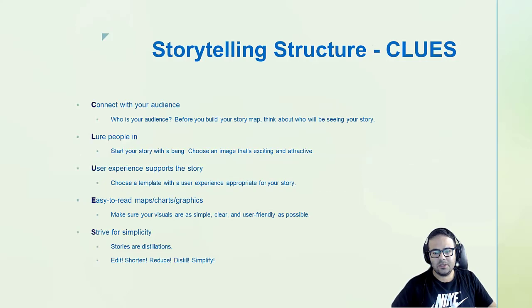Now I'm going to talk about the storytelling structure, called the CUES structure. What you need to always keep in mind when making your stories and story maps is to first think about your audience. Who is your audience? Connect with your audience. Even before building your story maps, you need to know what type of audience you're going to get, so you pick the right content and the right visuals for that type of audience.